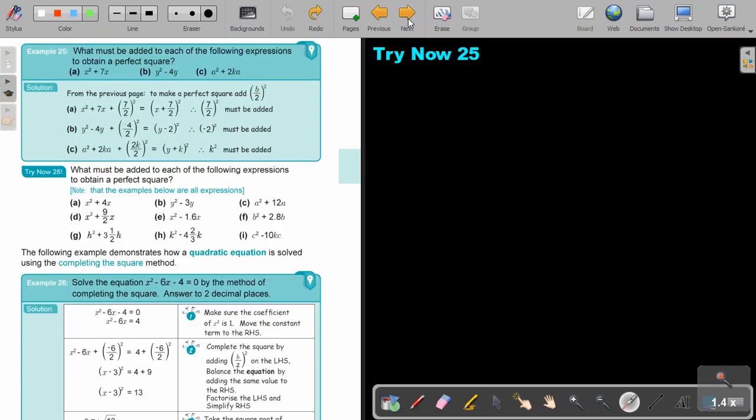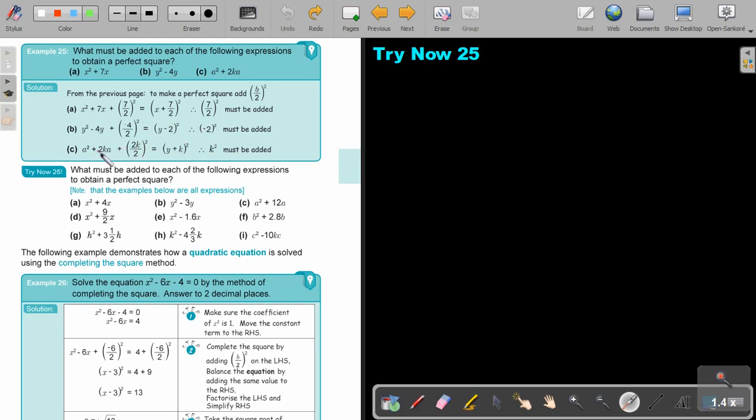Let's look at an example. What must be added to each of the following expressions to obtain a perfect square? Remember, you take the middle, you divide it by 2 and you square the result. So basically, this is now a perfect square. So there's the x, there's the 7 over 2 squared. So I must add this. The same here. I take the middle, divide by 2, you can keep the negative, but due to the square it will become a positive. So I divide by 2 and I square the result. So it's actually -2 squared.